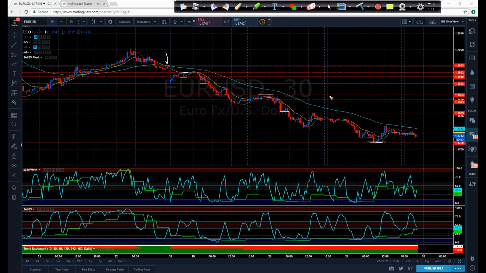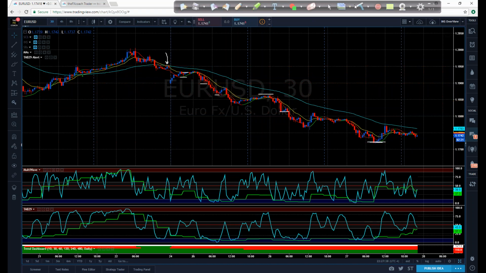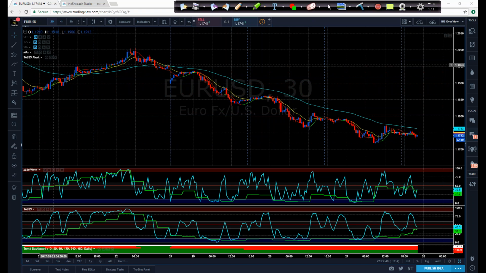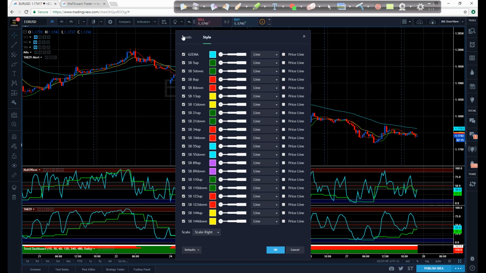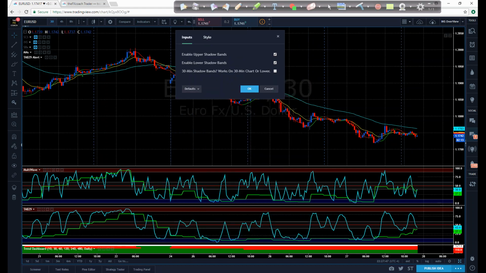Okay, so let's get into the first of the things I want to show. The first component I want to cover is shadow bands. So let's go look at the formatter for this. And this is pretty cool. Again, this is an implementation that we didn't have with ProCharts.